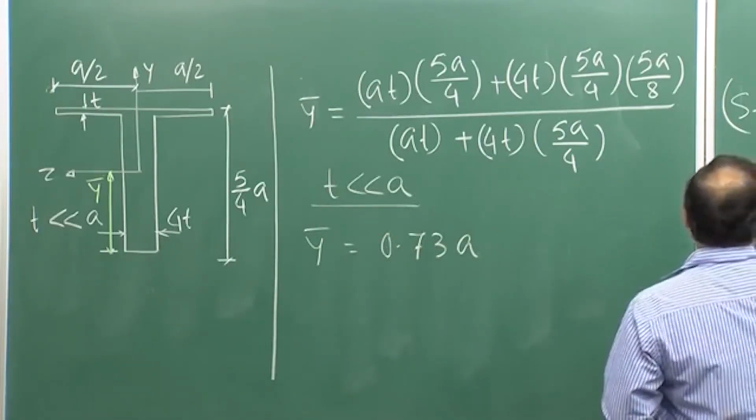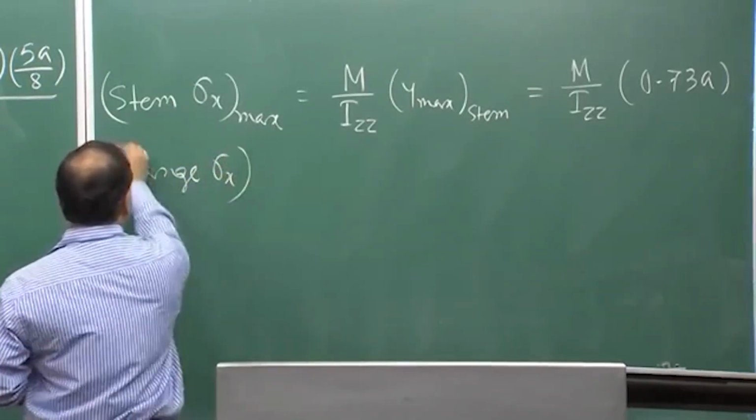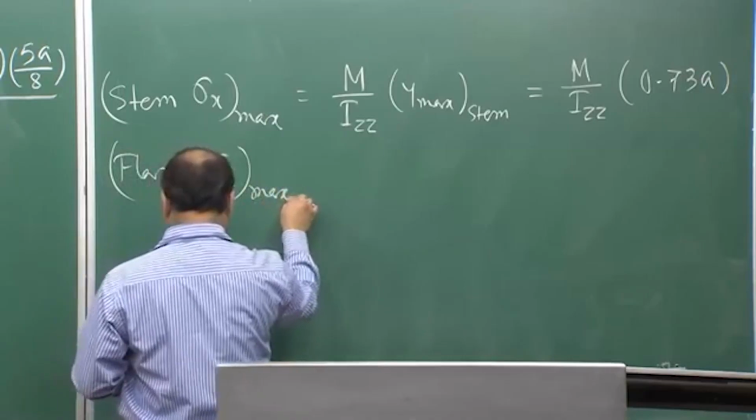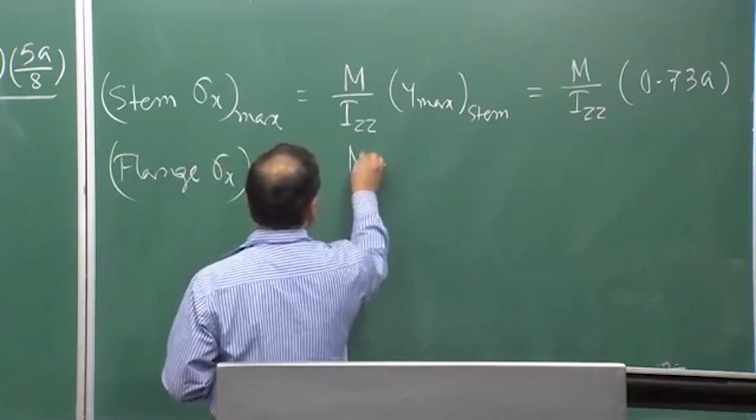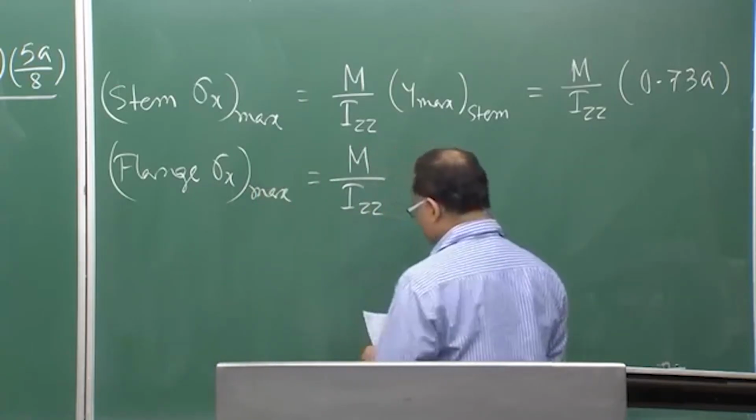Now, in case of the flange, sigma x max, that is M over I zz.